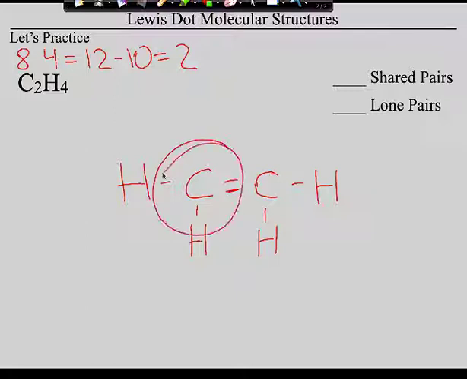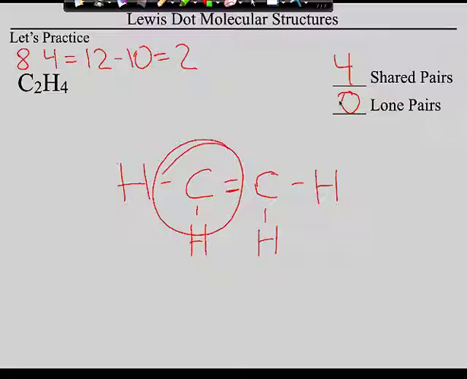So say that we choose this carbon atom. How many shared pairs are on that carbon atom? 1, 2, 3, 4. So there's 4 shared pairs. How many lone pairs on that carbon atom? None. There are no unbonded pairs of electrons.